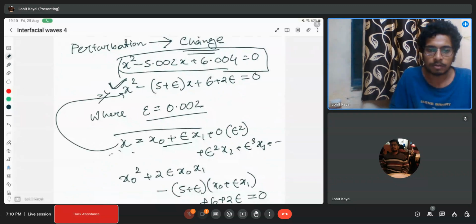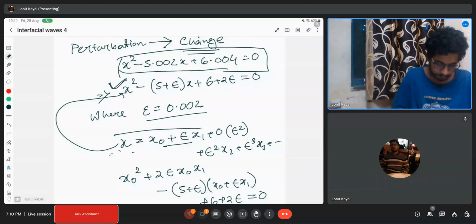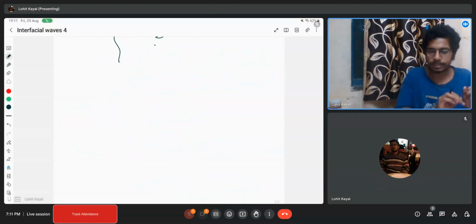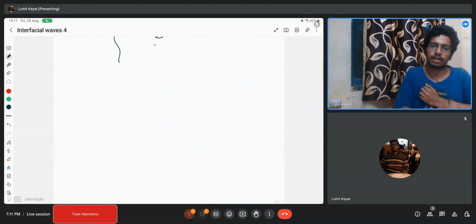Now we will try to implement this in some differential equation. I will use exactly the same thing in the differential equation, nothing else.